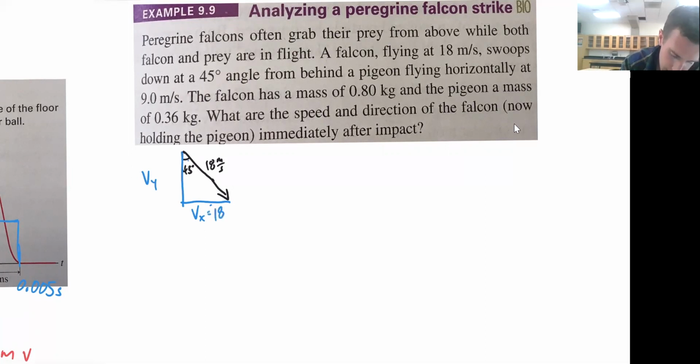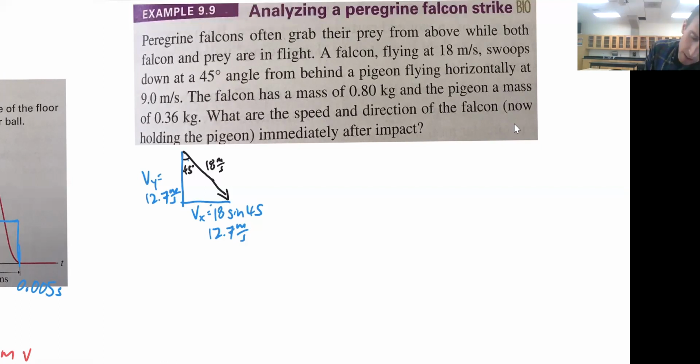is 18 times opposite over hypotenuse, which is sine of 45. V sub y is going to be 18 cosine of 45. I won't write that out, but 18 sine 45 is 12.7 meters per second, and y is also 12.7 meters per second, because sine of 45 and cosine of 45 are the same value.